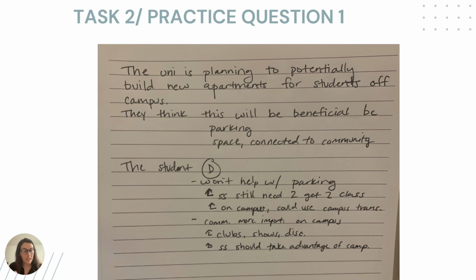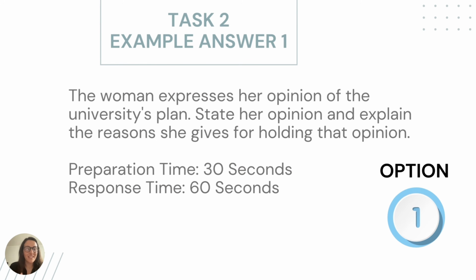Another option, and I'm going to give you both today, is to mention the plan, get right into the student's opinion, and then integrate in the reasons that the university thought it was beneficial and why the student does not agree with those reasons. Okay, for this example answer, we're going to pretend that I have spent 30 seconds preparing, and I will speak for 60 seconds.